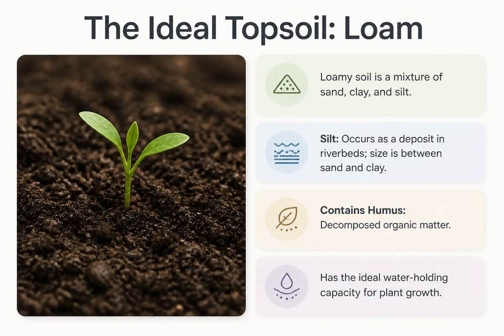Why is loam considered the ideal topsoil for growing plants? It's because loamy soil is a perfectly balanced mixture of sand, clay, and a third type of particle called silt. Silt typically occurs as a deposit in riverbeds, and its particle size falls right between sand and clay. Importantly, loamy soil also contains humus, which is decomposed organic matter. This combination gives it the exact right water-holding capacity required for optimal plant growth.